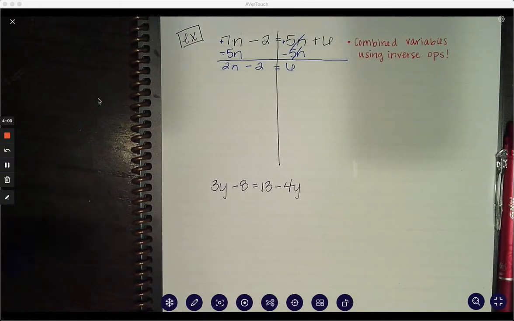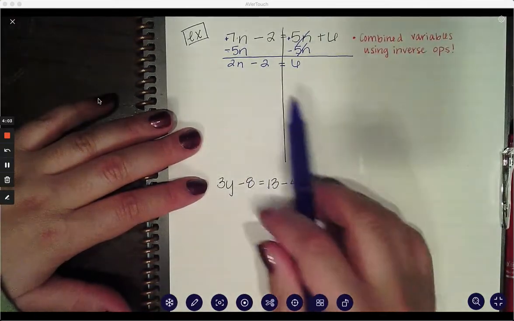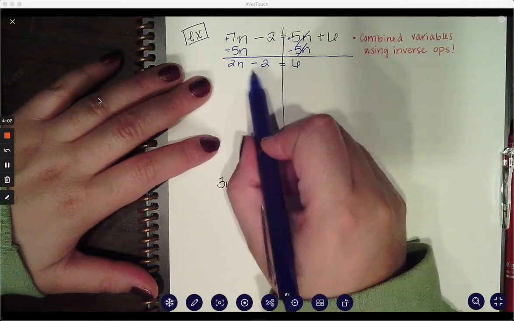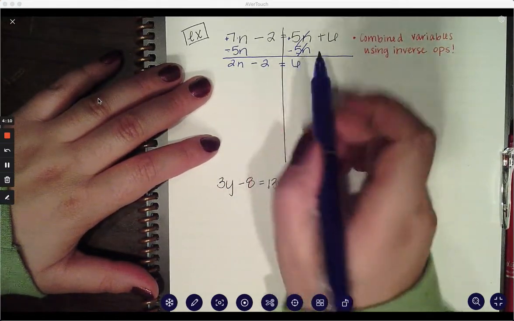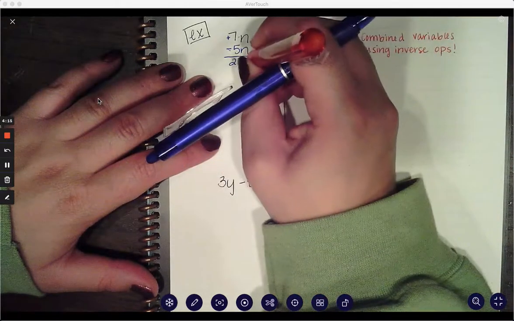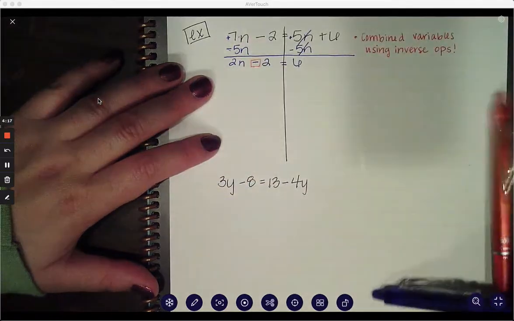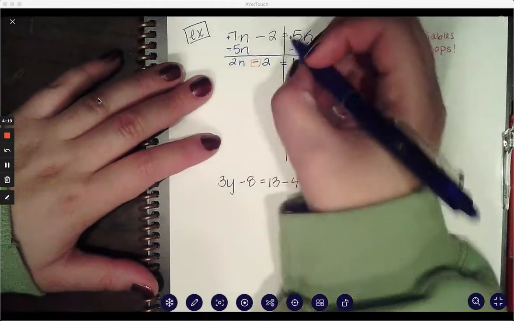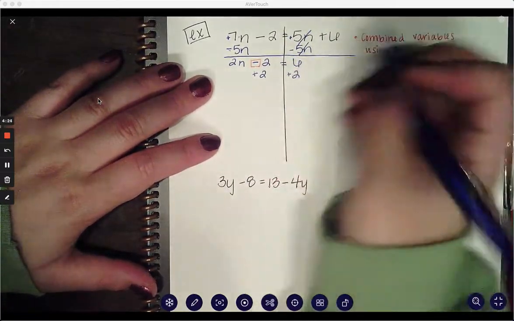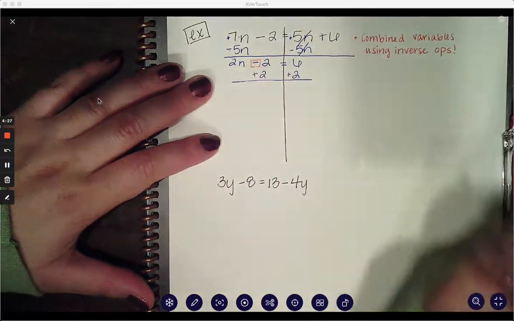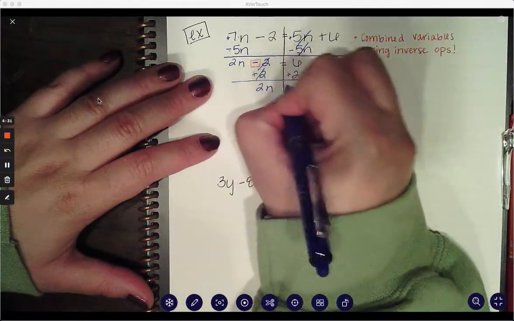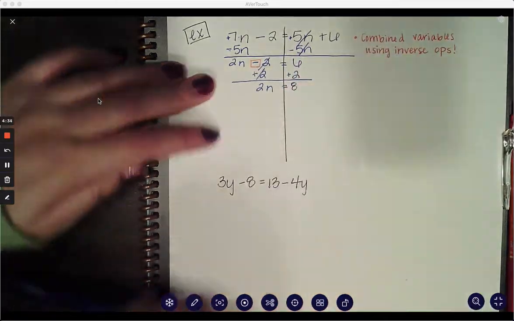Okay, now the second thing was to move everything else to the other side. So using inverse operations, I'm going to have to move this 2 to this side. So I see my minus sign here. So inverse operations tells me I'm going to add. So I'm going to add 2. If I add 2 to this side, I have to add 2 to this side. Okay, so these zero out. So I have 2n equals 8.